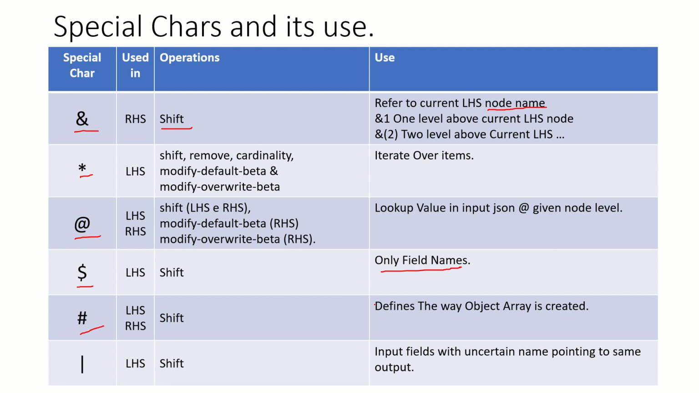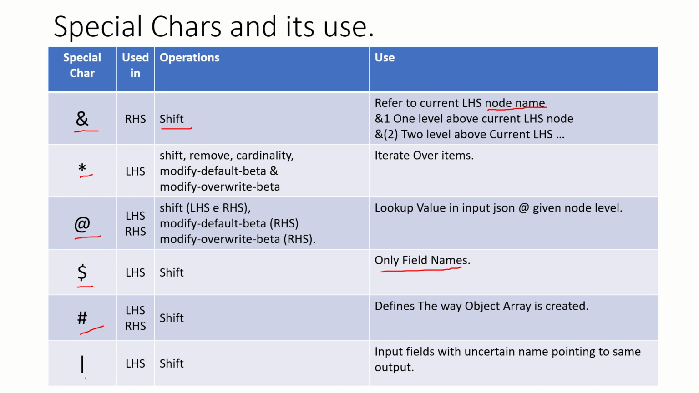Hash means default value on the left hand side, and on the RHS, hash is in RHS. At that time it defines how an object is created, how an array object is created. One object with all the fields as an array, or separate fields as separate objects, or all separate fields and values separate. All these three combinations can be configured using hash.